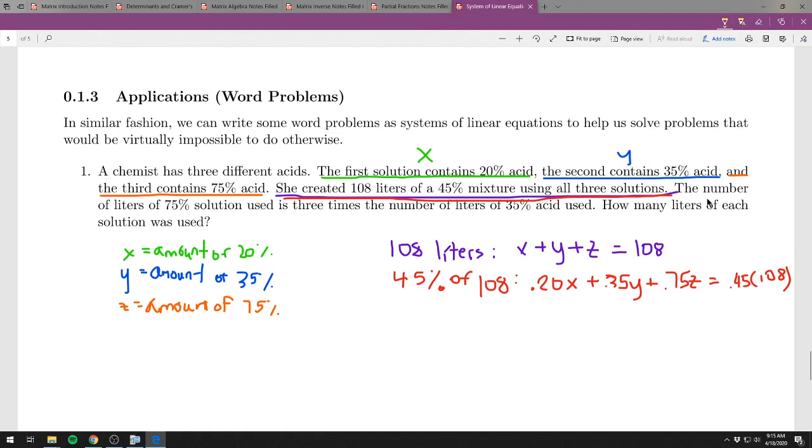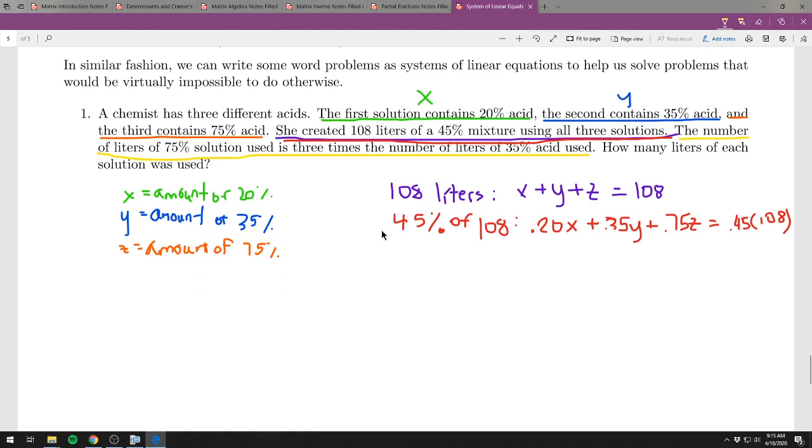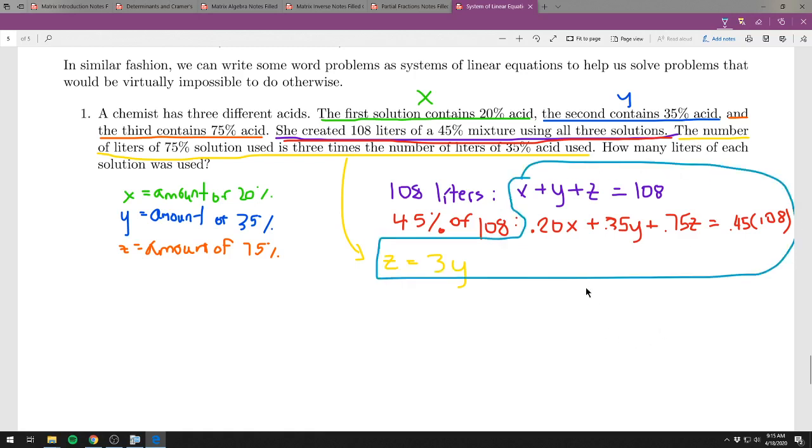Right, and the last one here, we have three unknowns. We need three equations. We have two so far. It says the number of liters of 75% solution used is 3 times the number of liters of 35% used. So if you read that carefully, the number of liters of 75% is Z, and it's 3 times the number of 35% used, which is Y. So Z equals 3Y. This is our three equations here. We made our three equations, and it's asking us to solve for X, Y, and Z, because we're asked how many liters of each solution was used.